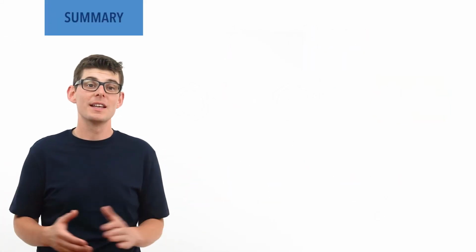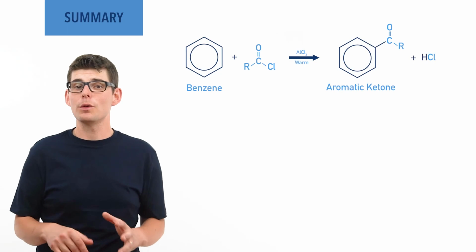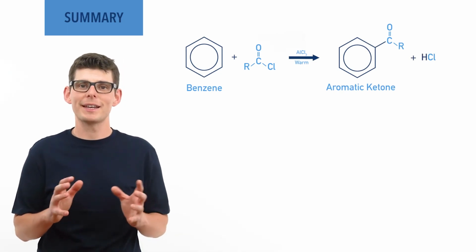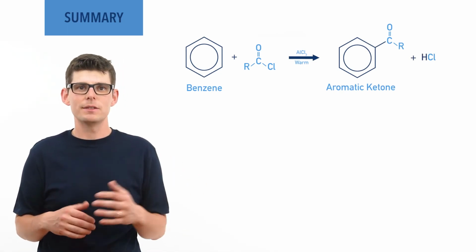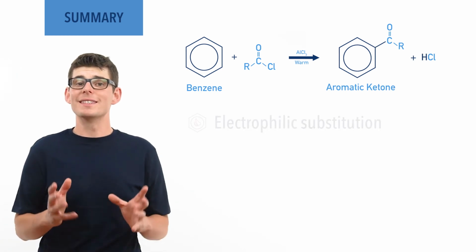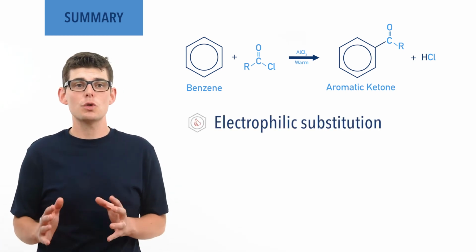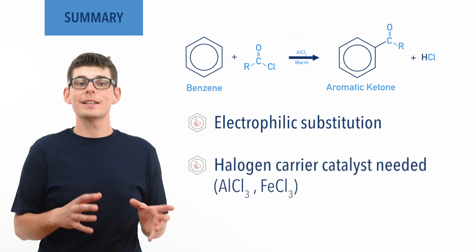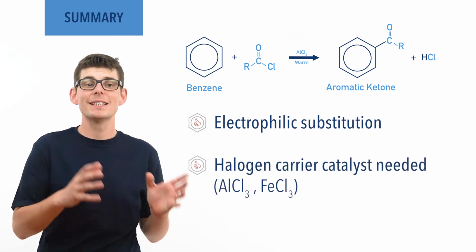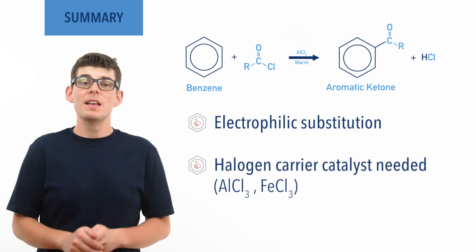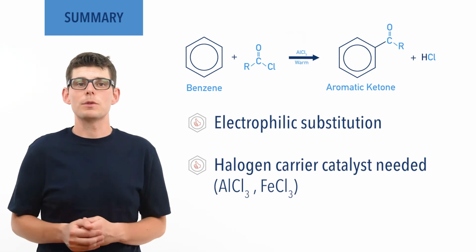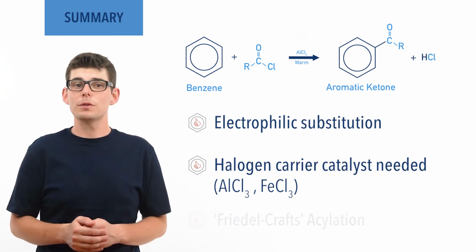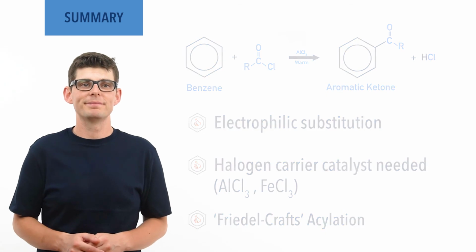So, to summarize, benzene reacts with acyl chlorides in the presence of a halogen carrier catalyst to form aromatic ketones. The reaction is an example of electrophilic substitution, and a halogen carrier catalyst is needed to help create the acylium ion electrophile needed to start the reaction. This specific type of electrophilic substitution is referred to as a Friedel-Crafts acylation.